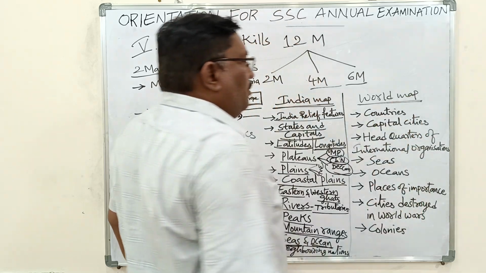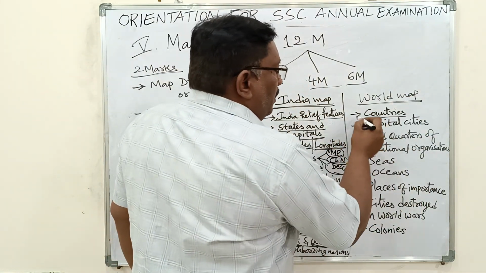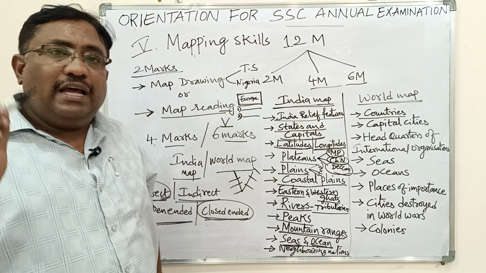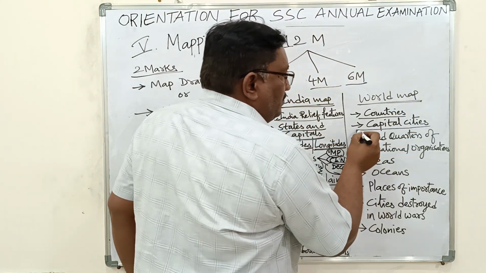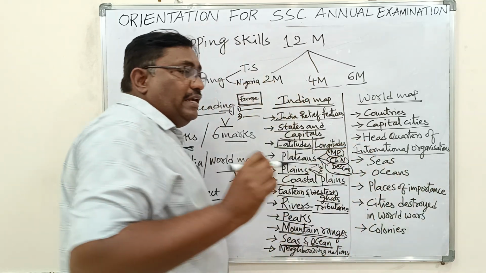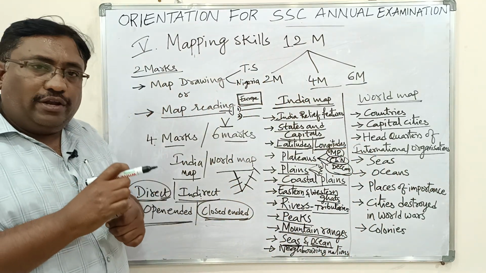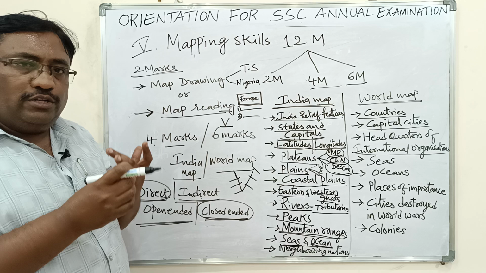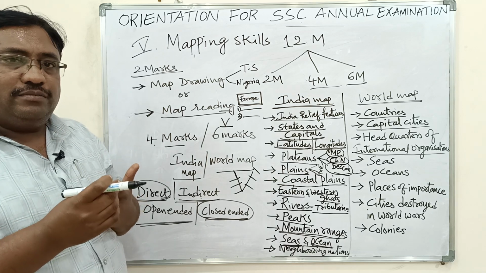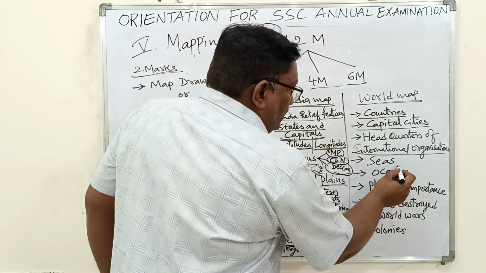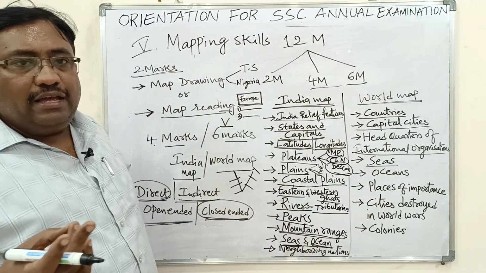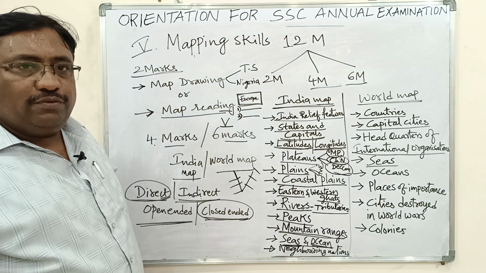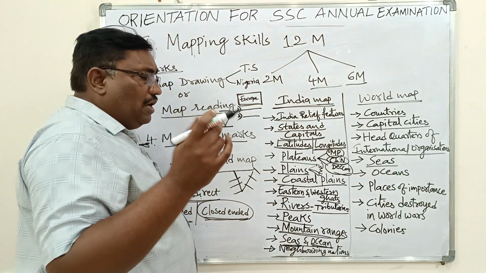Coming to the world map, what are the nations mentioned in the textbook? We have to practice them, and while practicing, divide them continent-wise. Next, capital cities of the countries and headquarters of the international organizations. What are the international organizations mentioned in the textbook? Like UNO, International Court of Justice, UNICEF, UNESCO, WHO, WTO, Greenpeace movement. All these we have to practice. Coming to the seas, like the Black Sea, Mediterranean Sea, Baltic Sea, Balkan Sea. Coming to the oceans, the Atlantic, Pacific, Indian and Arctic Oceans. All the oceans we have to practice.